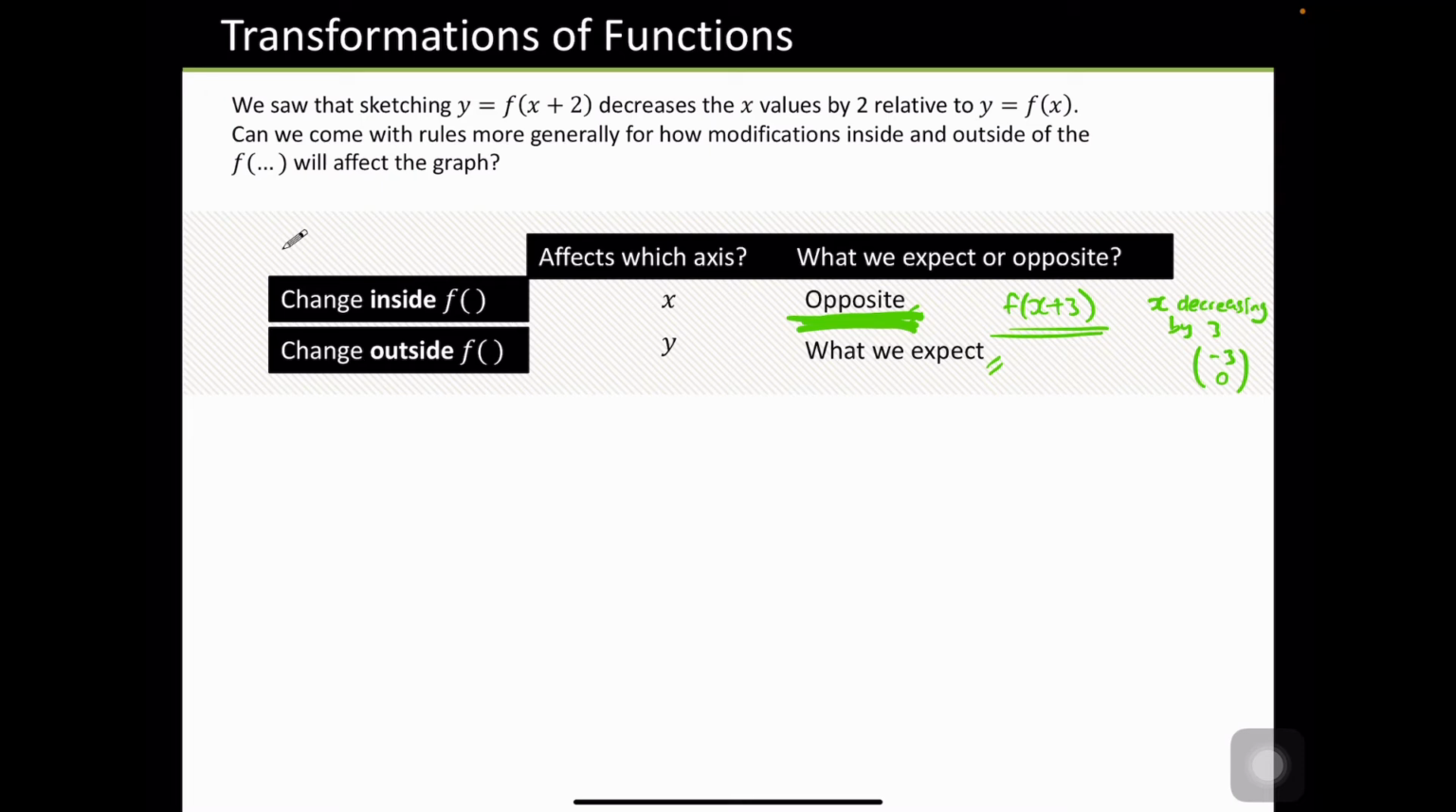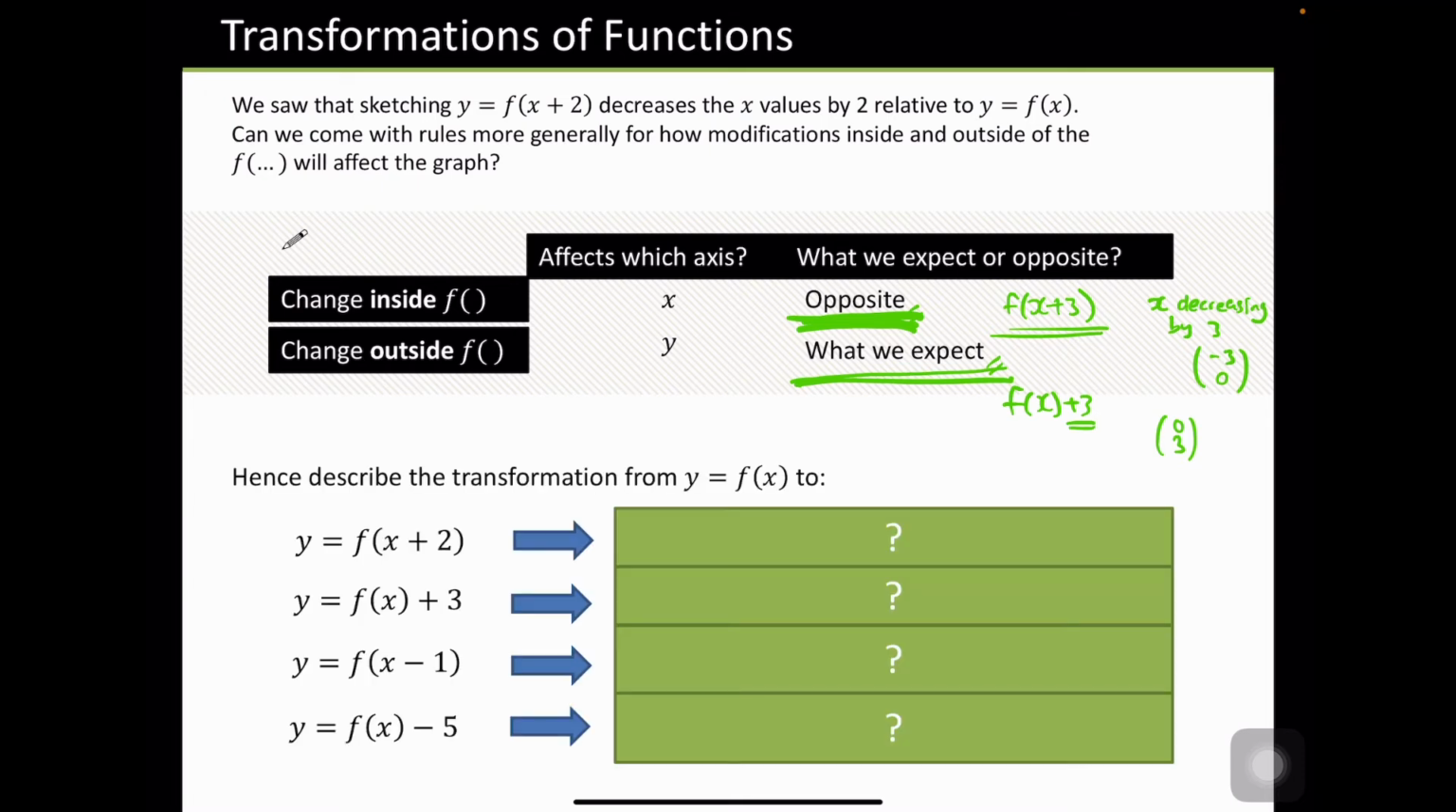If the change is taking place outside of the brackets, then it's what we expect. In terms of f of x plus 3, we expect the y value to increase by 3. That is exactly what happens. It's being translated by the vector 0, 3, so it's moving up 3 spaces.